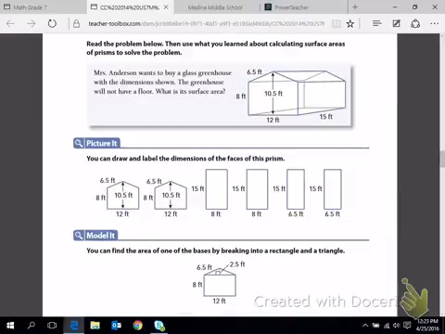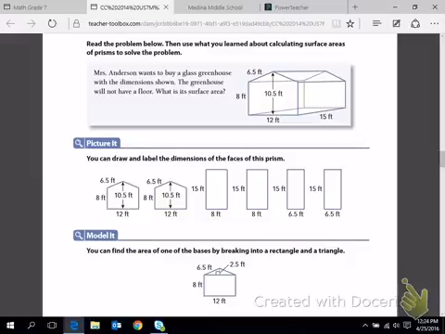As we continue to the next problem, it says to read the problem below, then use what you've learned about calculating surface areas of prisms to solve the problem. Mrs. Anderson wants to buy a glass greenhouse with the dimensions shown. The greenhouse will not have a floor. What is its surface area? So when we're looking at this shape, what 3-dimensional figure are we looking at? A pentagonal prism.